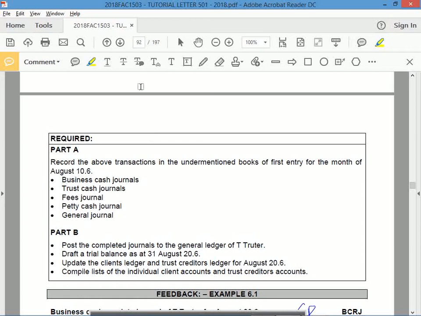Yeah, so they wanted all the journals. So the journals we've looked at, are you guys happy with the journals? Great. Now we need to look at the general ledger. Okay, the general ledger will be a T account for different accounts. So you're going to have a T account for bank, a T account for trust. Right, so those are the accounts that I want to look at, the more important ones. Trust creditors ledger, let's draw up that T account. Client accounts, let's draw up that T account. Bank, let's draw up that T account.